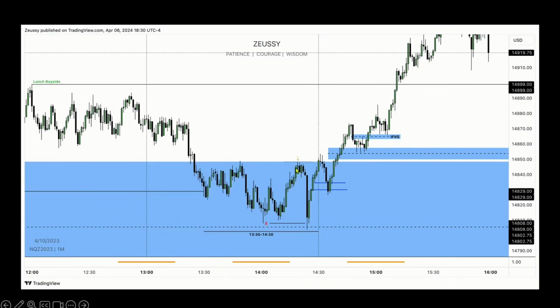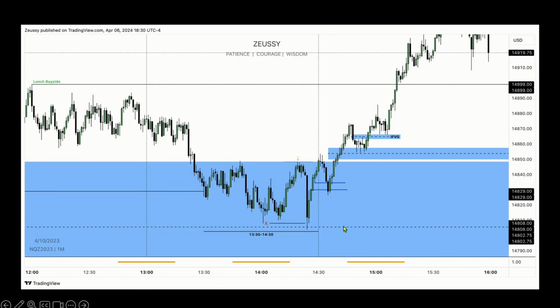Change in the state of delivery took place the moment the price displaced above this high right here. Why? Because this high set up the run below this sell-side liquidity here, trading into a point of interest during a time of interest. During what time of interest, you might be wondering? 1:30 to 2:30 PM. Low forms and smart money reversal signs become present.